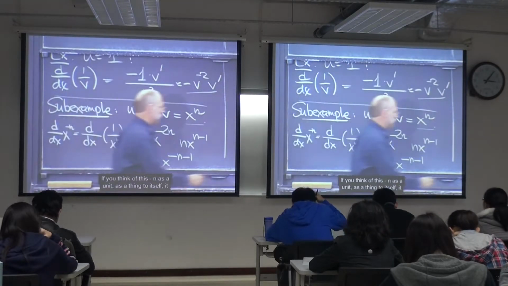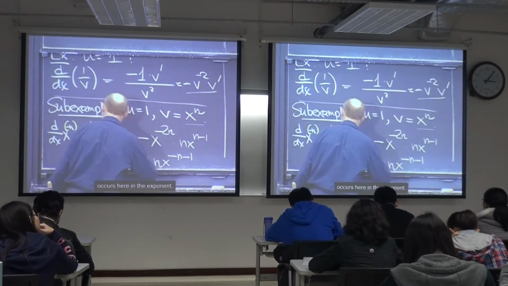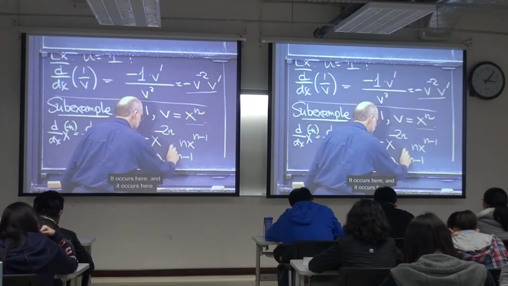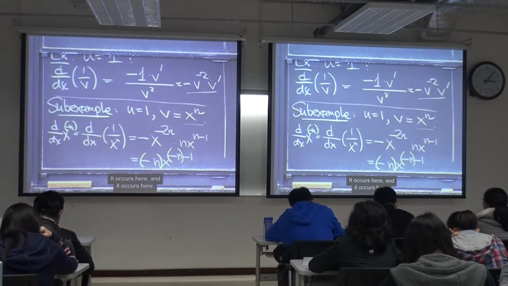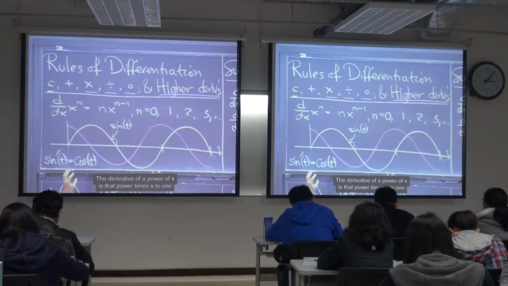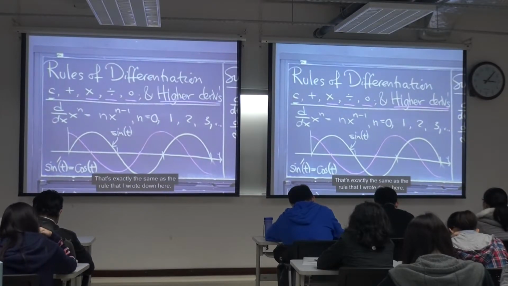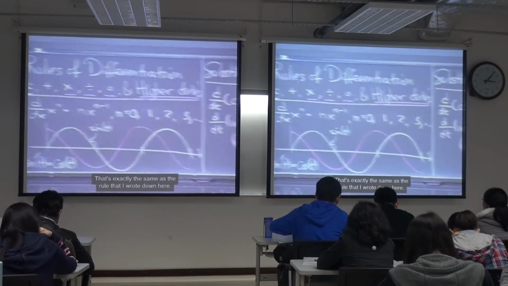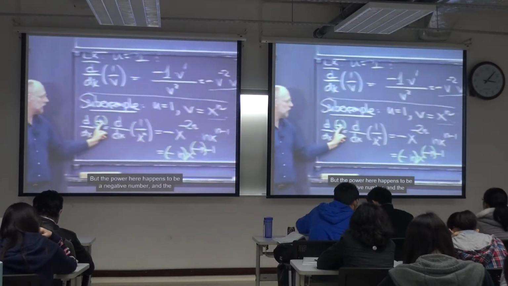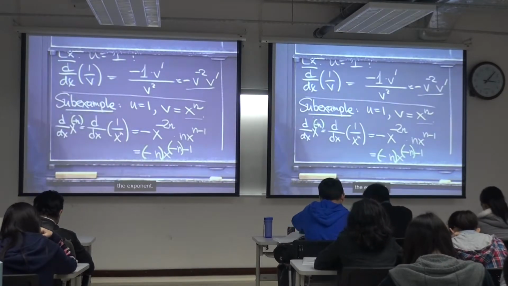If you think of this minus n as a unit, as a thing to itself, it occurs here in the exponent, it occurs here, and it occurs here. So how does that compare with the formula that we had up here? The derivative of the power of x is that power times x to 1 less than that power. That's exactly the same as the rule that I wrote down here. But the power here happens to be a negative number, and the same negative number shows up as a coefficient and there in the exponent. Yeah?